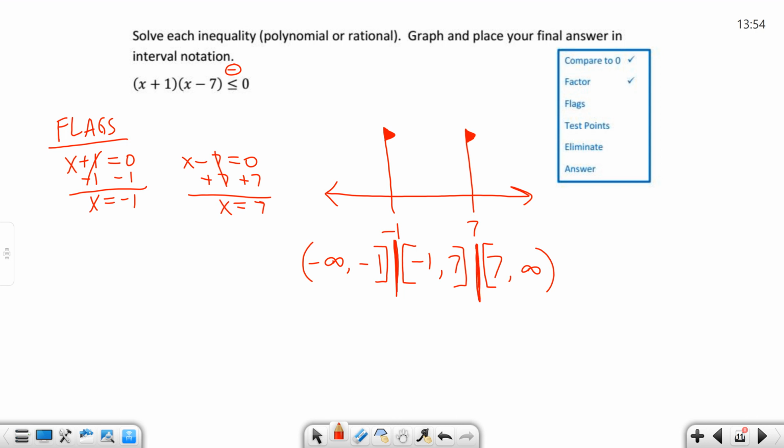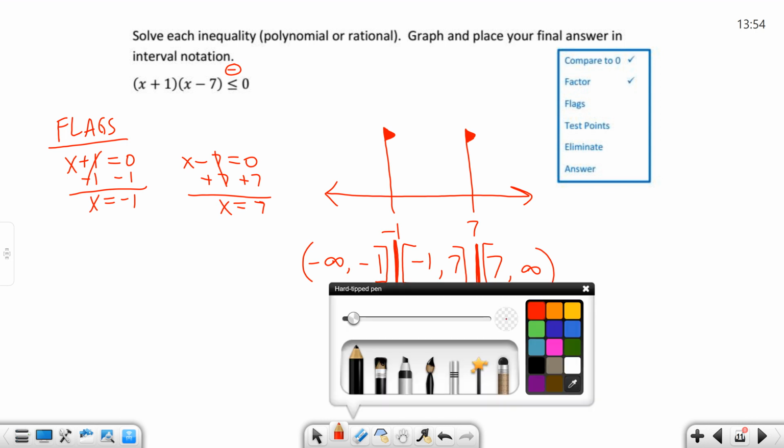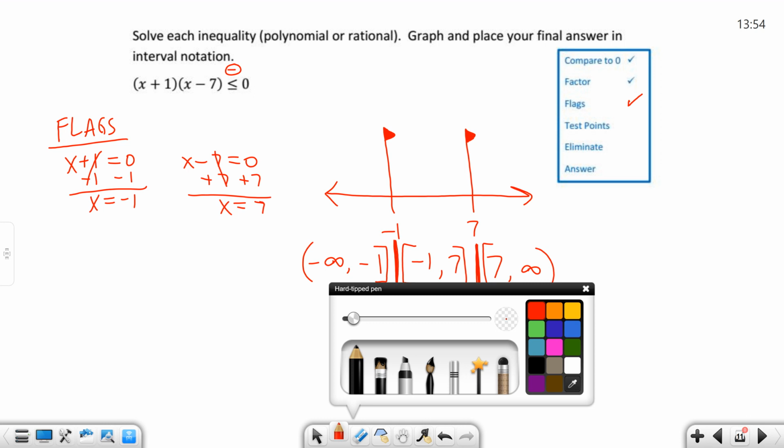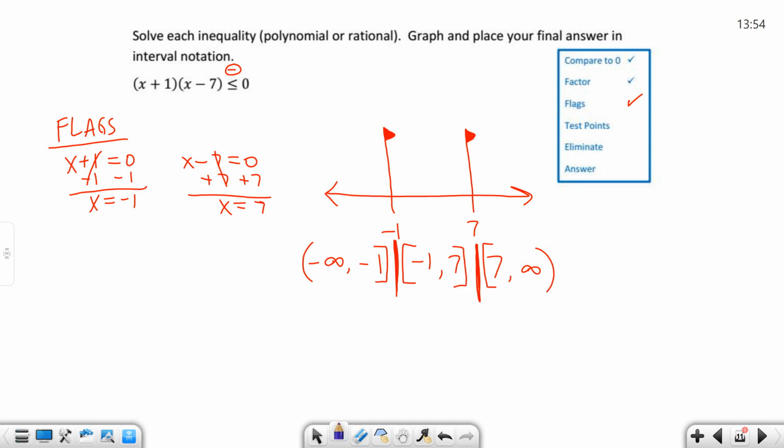I have 3 possible answers to my problem here. I may get a combination of them. I may get all 3. I may get none of them. I don't know what's going to happen, but I have 3 possible answers here. So now I'm going to move on. I have now done my flags. That's done. Now I want to move on to test points.